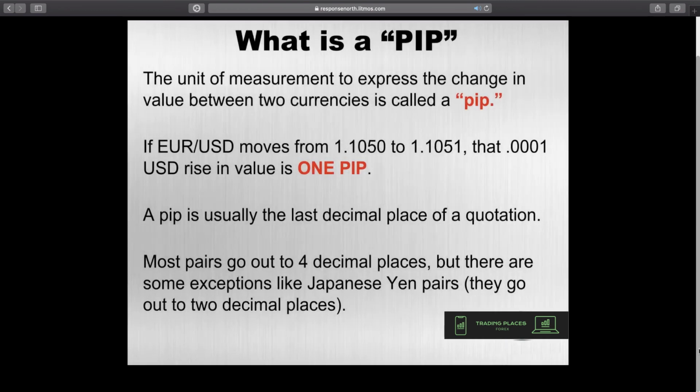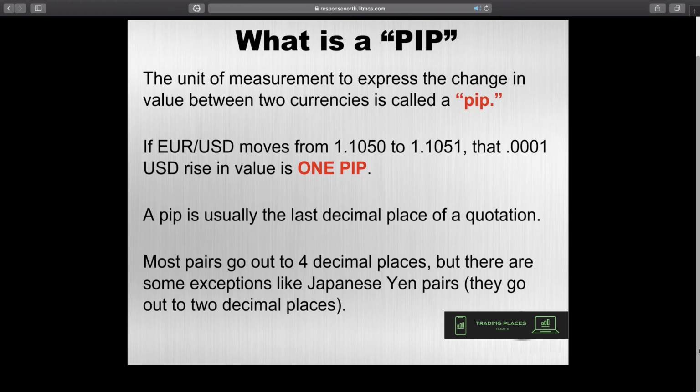In this section, we're going to talk about what is a pip. So the pip is what we make in Forex versus dollars. We measure dollars in a stock: I made $10, $20. Here we're going to do pips. So the unit of measurement to express the change in value between two currencies is called a pip, which is a price interest point or percentage in point. Thank goodness we don't have to call that every time. We can just say a pip, right?